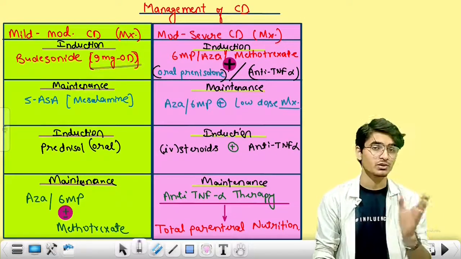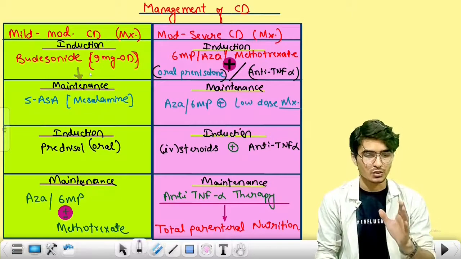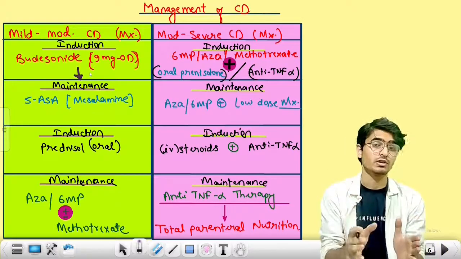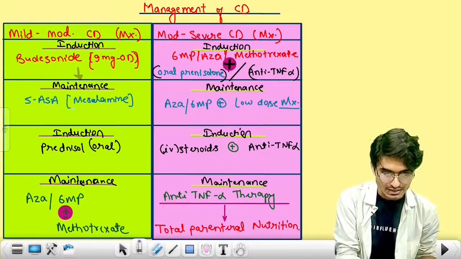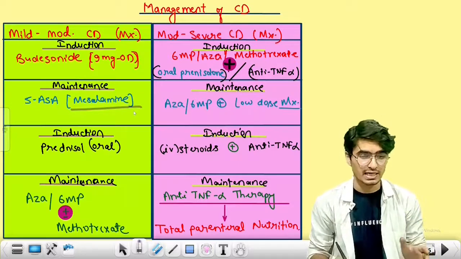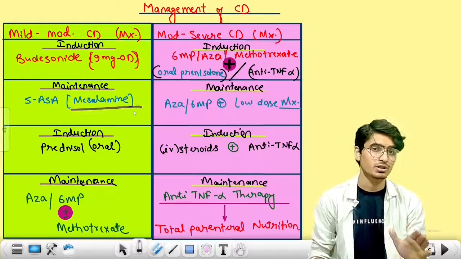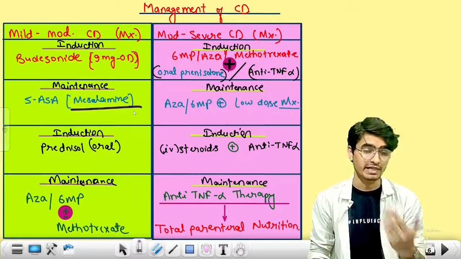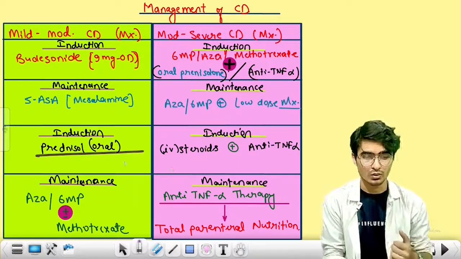Subsequently we shift the patient to maintenance therapy, and we provide a drug with fewer side effects for a long period of time, and the most preferred drug is 5-ASA, basically mesalamine. Okay, so mesalamine is given for that, right? And if the patient becomes refractory, or relapses, we again go for induction of the active case, and we provide a steroid again, prednisone orally.